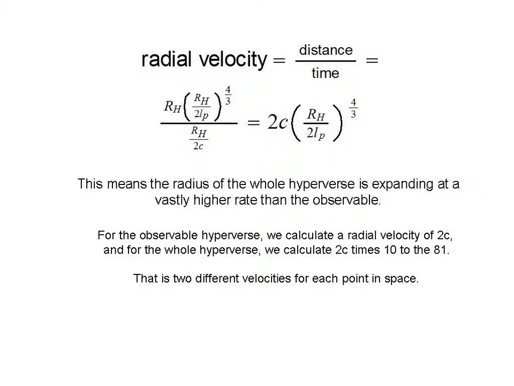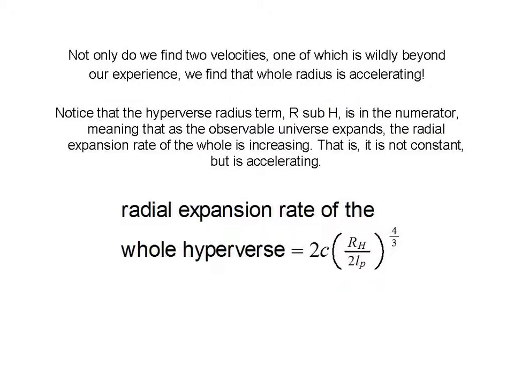For the observable hyperverse, we calculate a radial velocity of 2c, and for the whole hyperverse, we calculate a radial velocity of 2c times 10 to the 81. That is 2 different velocities for each point in space. Not only do we find 2 velocities for every point in space, one of which is wildly beyond our experience, we find that the whole radius is accelerating.